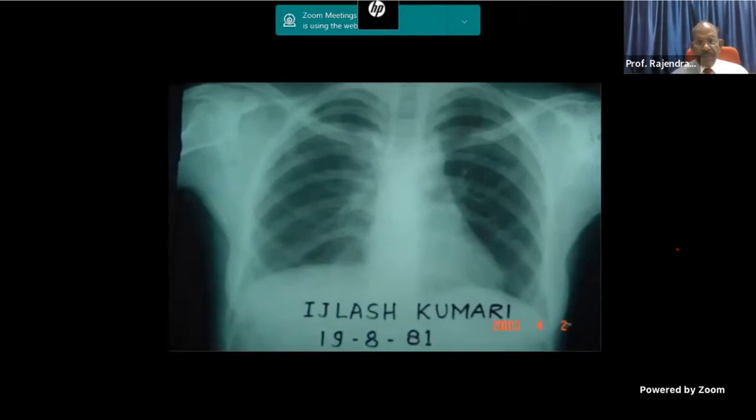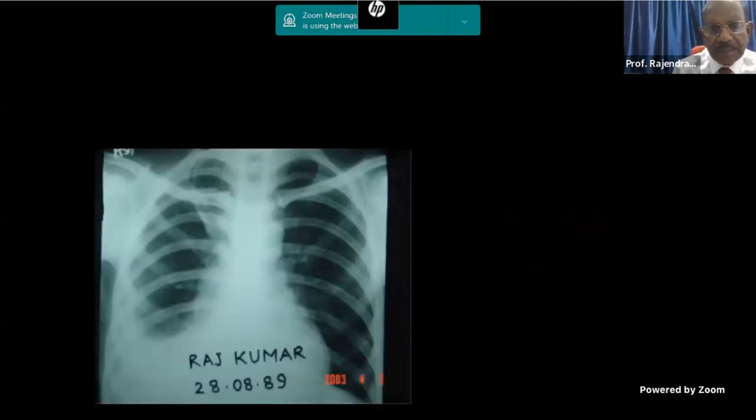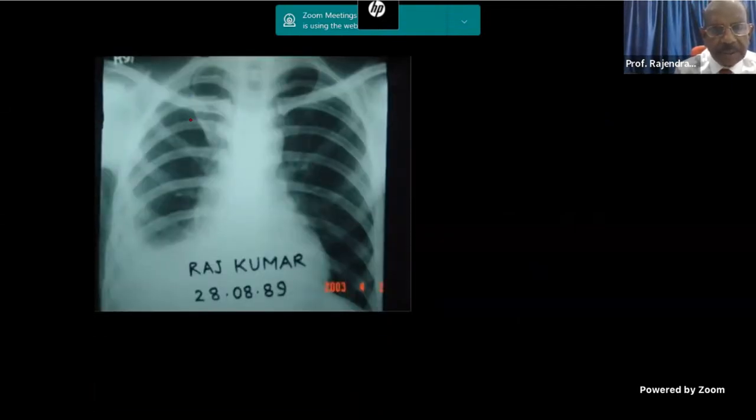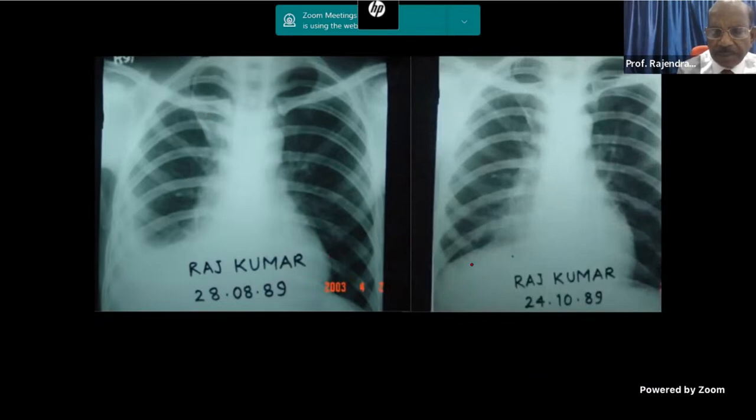You have to take a full history and find out. And then you find that the azygos fissure is also here. If you see carefully, this is an abnormal congenital fissure. Sometimes the azygos fissure is clearly visible when there is fluid in it. Here you see fluid is here also. The azygos fissure is a part of the pleura, so fluid is also here. After treatment, when the fluid has disappeared, the azygos fissure will remain. It is a congenital condition, but it will reduce in size.